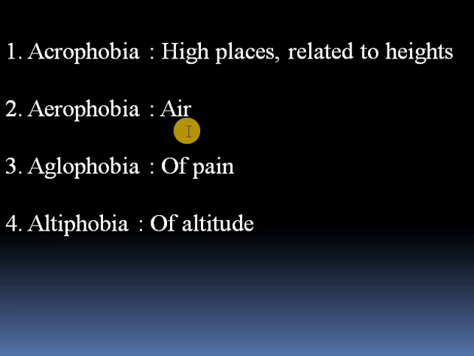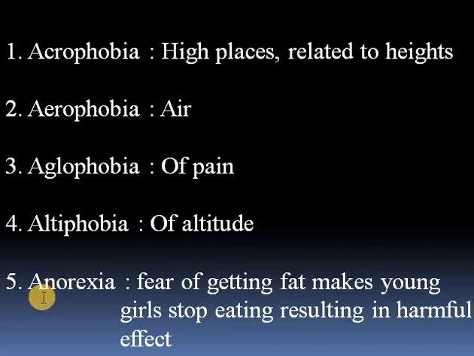Next is altiphobia. Altiphobia and acrophobia are kind of similar kind of phobia, and we know that alti is obviously related to altitude, and altitude is height. So altiphobia is fear of altitude or fear of heights. Next is anorexia. Anorexia is fear of getting fat.